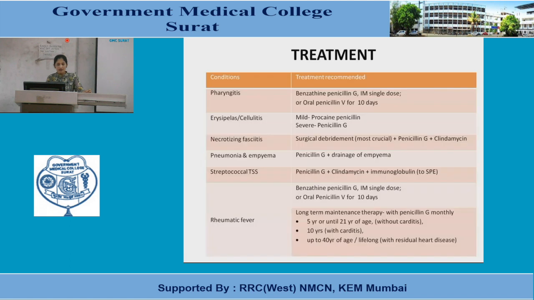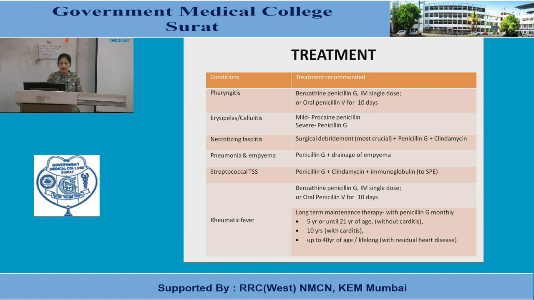Now the treatment of this streptococcal infection. Different types of lesions are produced by the streptococci, so we have to give treatment according to the infection. In pharyngitis, benzathine penicillin for at least 10 days. In skin and soft tissue infection, procaine penicillin. In necrotizing fasciitis, we have to go for surgical debridement, along with penicillin G and clindamycin.